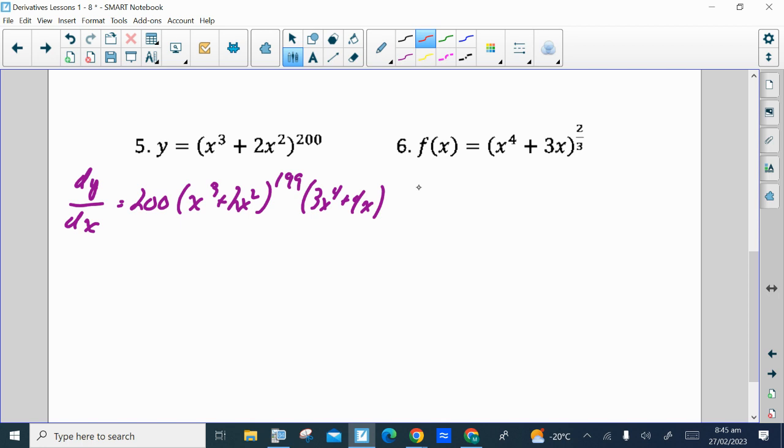Question 6. You can go straight to the derivative using the chain rule. The power decreases by 1, so that'll be negative 1/3. And then we're multiplying by the derivative of what's inside, which is 4x cubed plus 3. And then we can simplify a little bit.